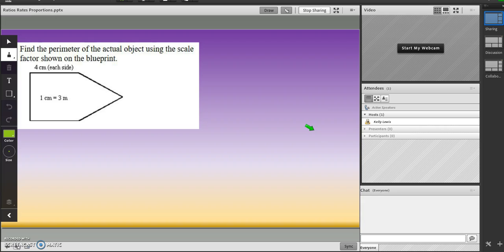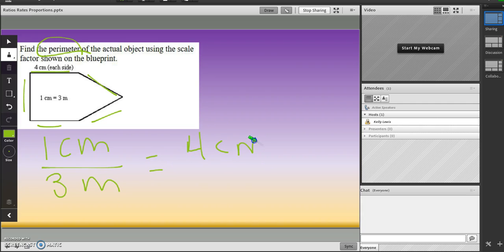Find the perimeter, be careful here, of the actual object using the scale factor shown. So 4 centimeters, that's 4, that's 4, that's 4, that's 4, that's 4, and 1 centimeter is 3 meters. We have 4 centimeters. So first we need to figure out how many meters each side is.